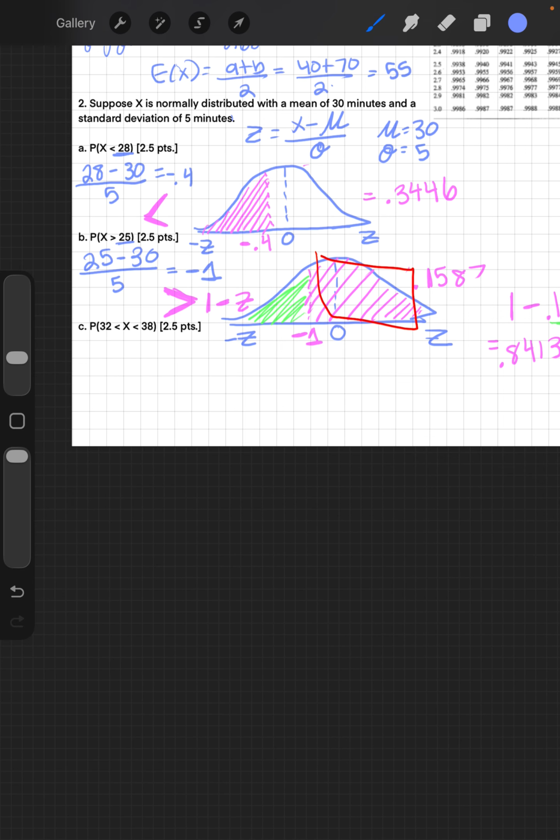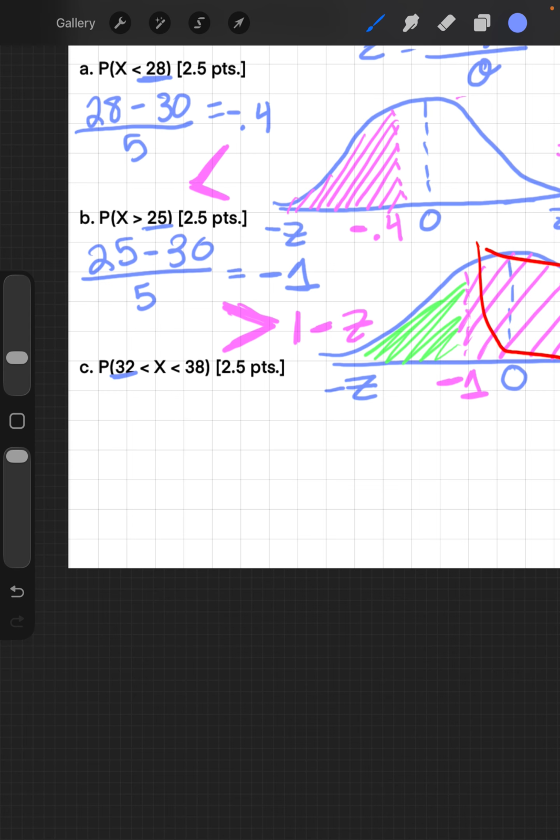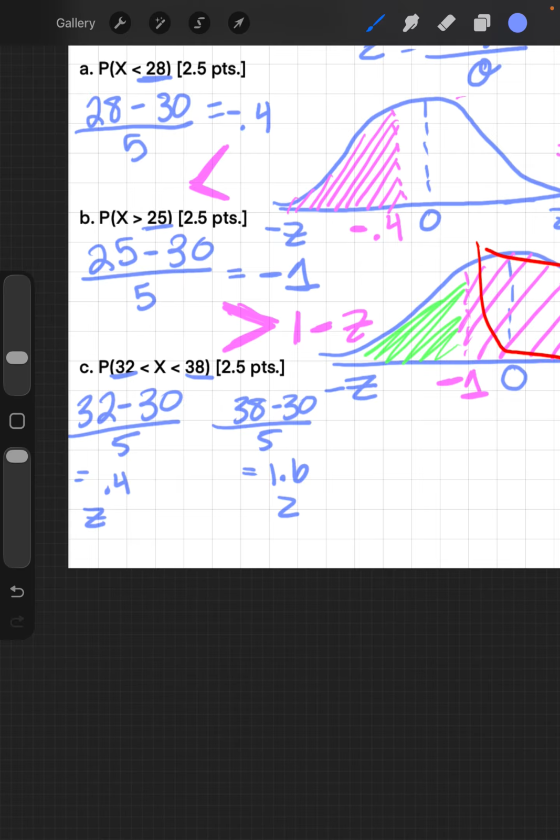now I'm gonna do the between. So we have 32 minus our mean. Then we have this one also. And then this is going to help us find our z-score. Divided by 5. This will be 0.4. And then 38 minus 30 over 5 is 1.6. So these are our z-scores.